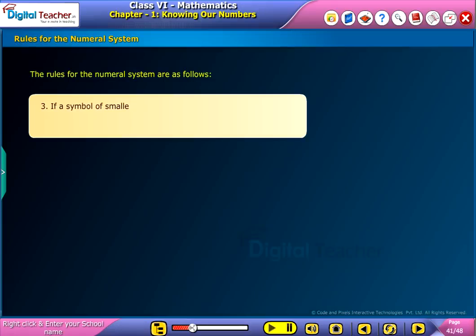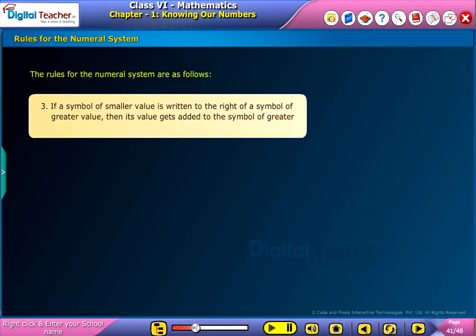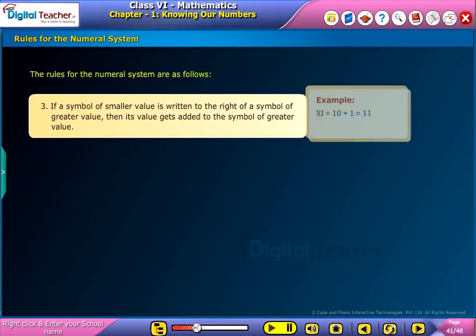If a symbol of smaller value is written to the right of a symbol of greater value, then its value gets added to the symbol of greater value. For example, in case of XI, I is written to the right of X. It means that 1 should be added to 10, hence its value is 11.